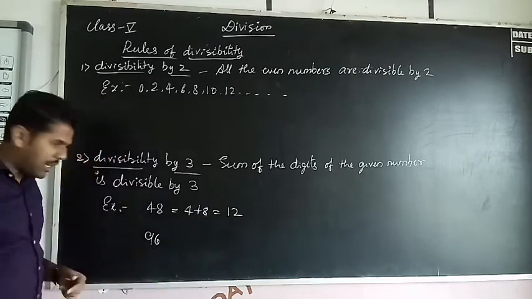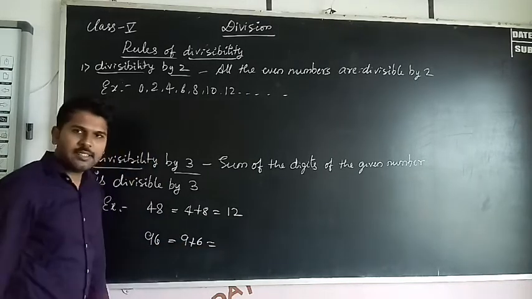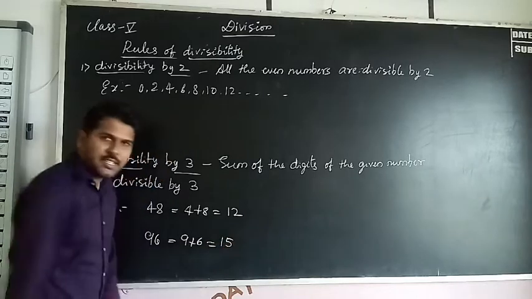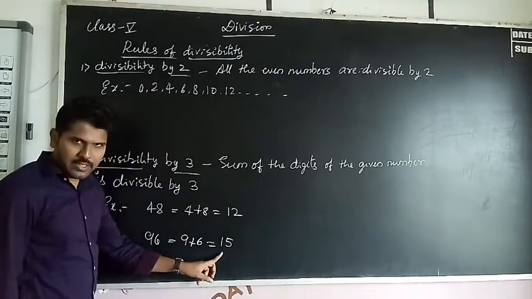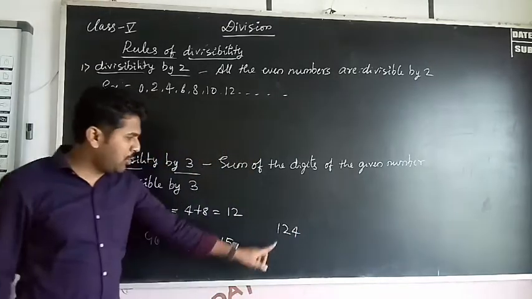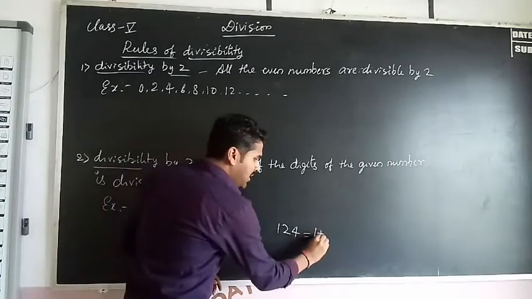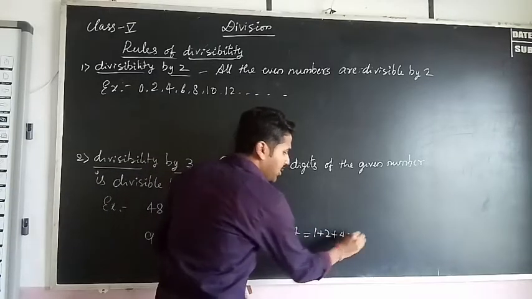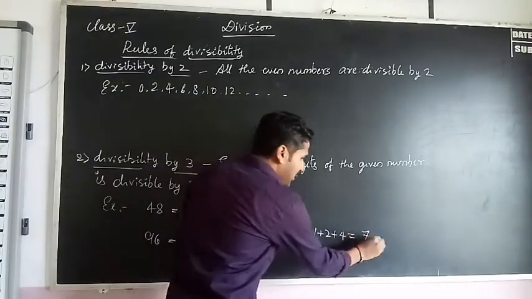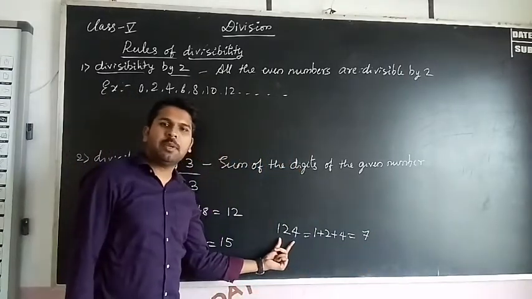So now check this one, 96. 9 plus 6, so what will be the answer? 15. So is 15 divisible by 3? Yes, 3 5s are 15. So check this one, 124. Just add all the digits: 1 plus 2 plus 4. So what will be the answer? 7. So is 7 divisible by 3? No, no. So that means this is not divisible by 3.